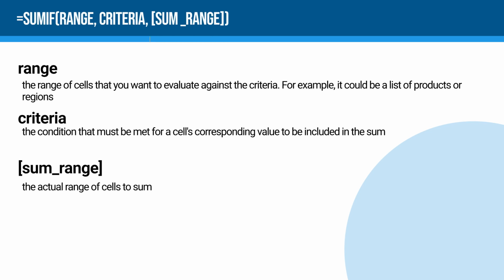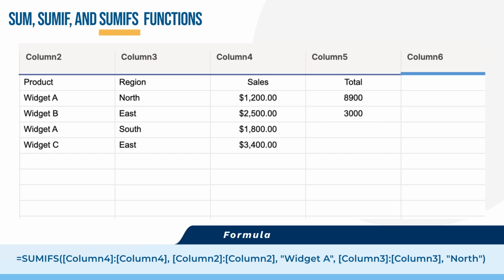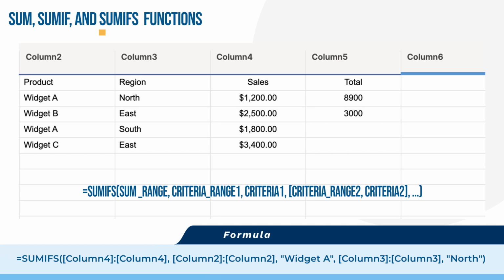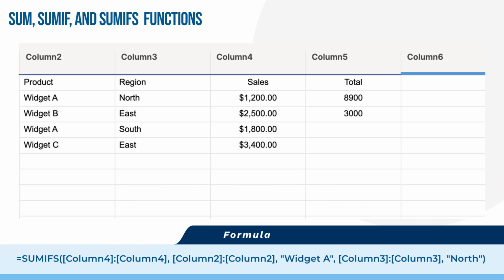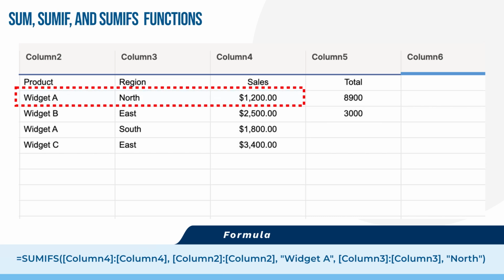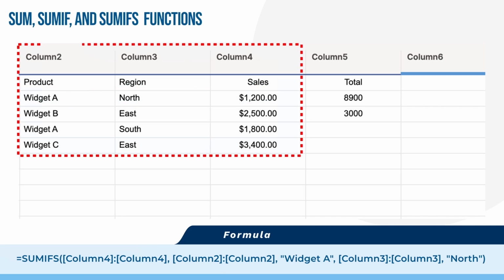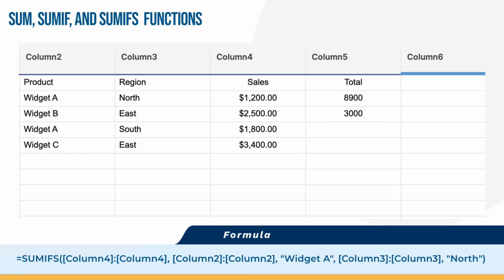The SUMIFS function allows you to sum up values based on multiple criteria. The basic syntax for the SUMIFS function is displayed on the screen. Imagine you want to sum up sales for a specific product within a certain region. Enter the product names in one column, regions in another, and the corresponding sales figures in the next column. Use the SUMIFS formula to add up the sales for that product in the specified region. This formula will return the total sales that match both the product and region criteria. Let's break down the SUMIFS formula.